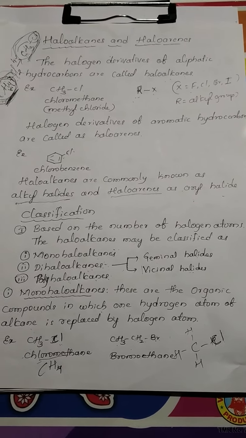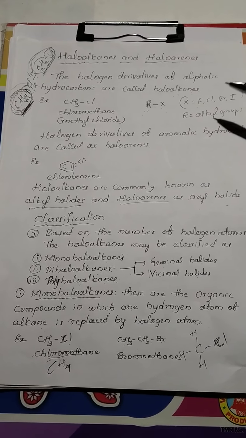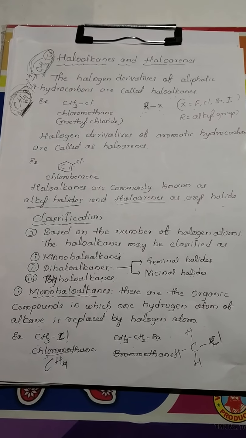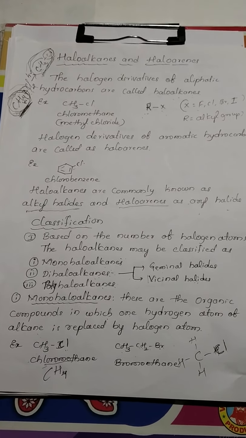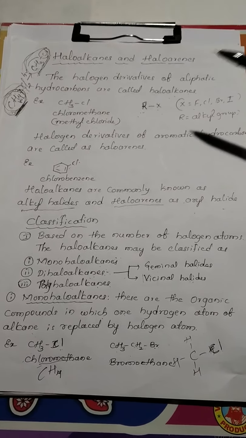Before we go through this chapter, first we have to understand the 17 group elements. 17 group elements are called halogens, meaning the salt forming elements. The halogen elements are fluorine, chlorine, bromine, iodine, astatine. Okay, let us start haloalkanes and haloarenes.